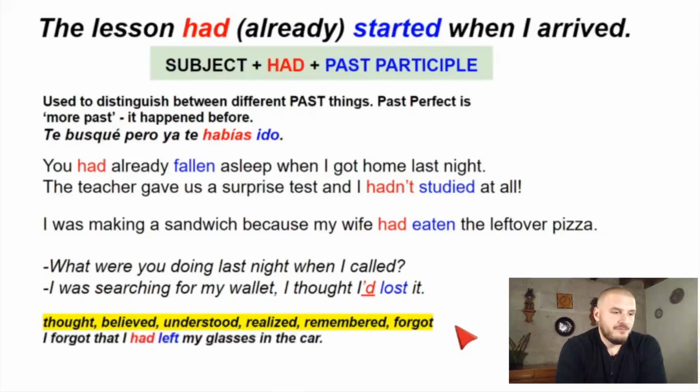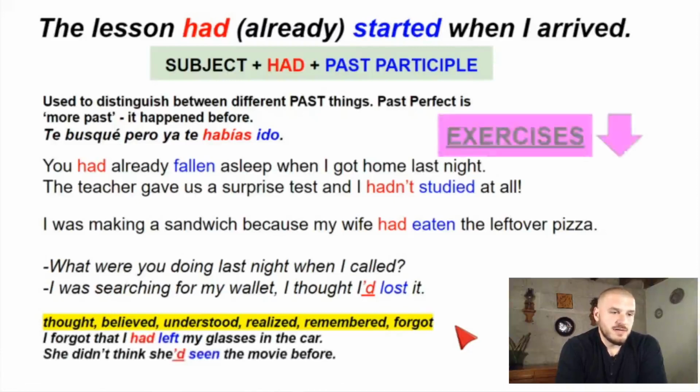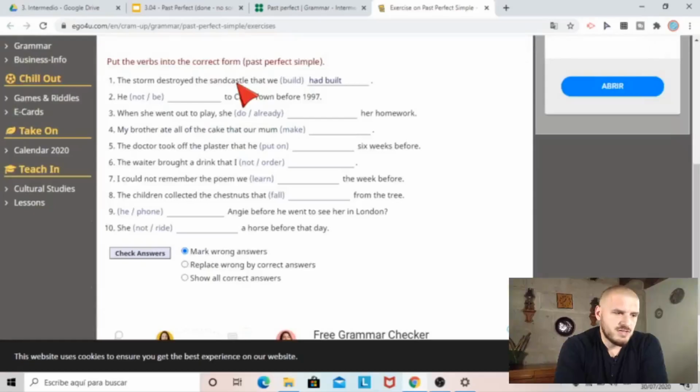I forgot that I had left my glasses in the car, for example, or she didn't think that she had seen the movie before. Let's have a look at some exercises. Go to point number 1 in the description to open the activities. So this is what the activity page looks like. If you scroll down, we're only using the past perfect simple here, okay?